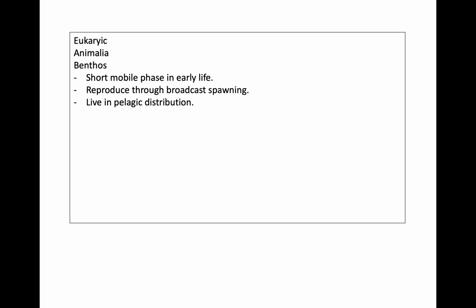They reproduce through broadcast spawning, which is the sex hormones being released into the ocean water just to make contact there. And then they are benthos in nature, but this is interesting. They live in pelagic distribution, which means in the more shallow water areas. Well, not necessarily shallow water areas, but in that top 10% of the ocean, maybe.